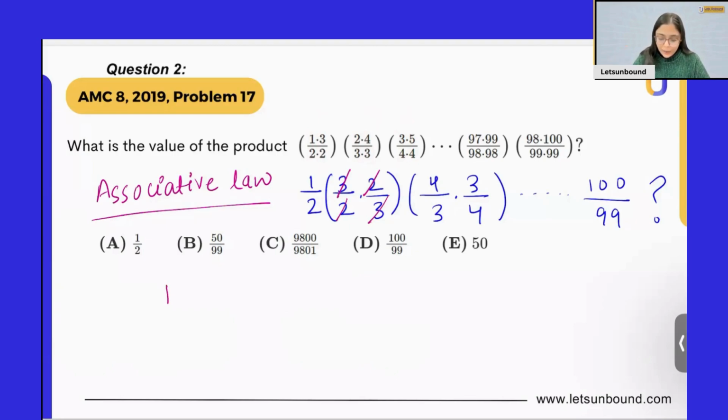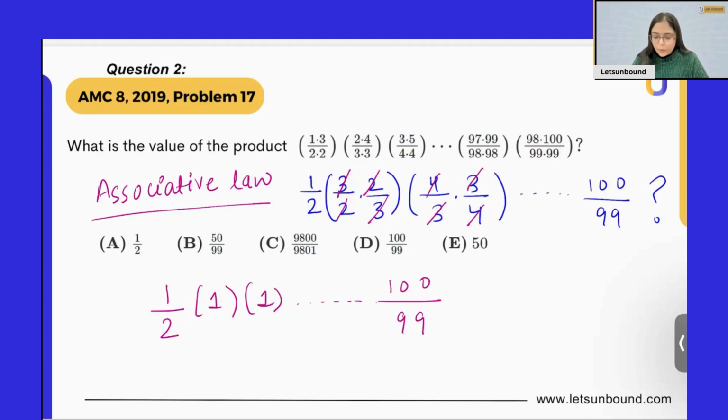That means I'm going to get half in the beginning and the first bracket will give me 1. Second bracket again, 4 gets cancelled, 3 gets cancelled, I get 1. And I'm going to get all the products 1. And in the last, I'll be left with 100 over 99. So that means our calculation is way easier.